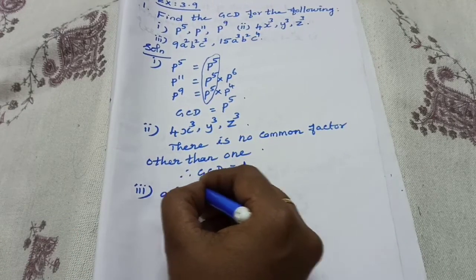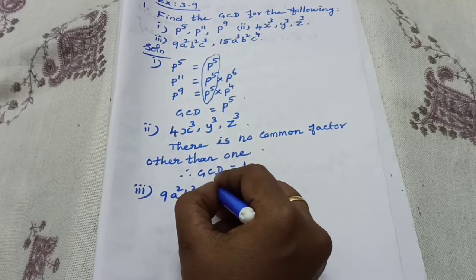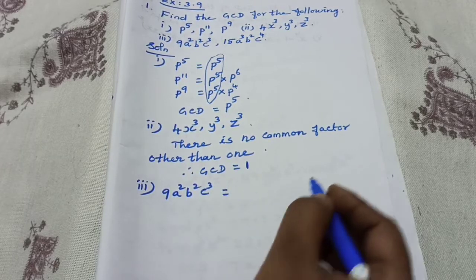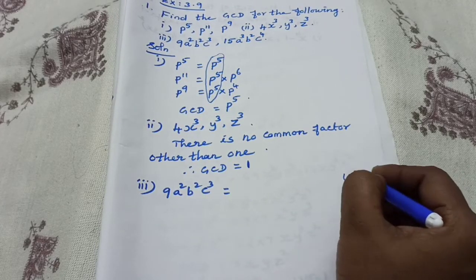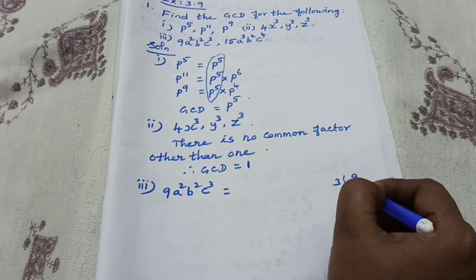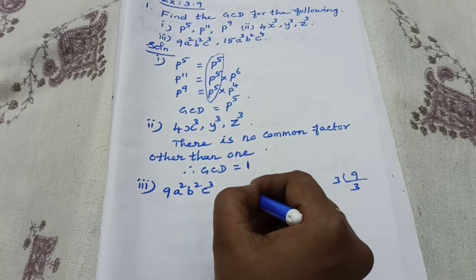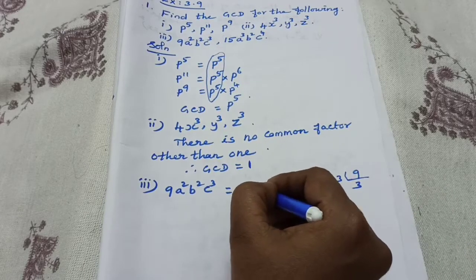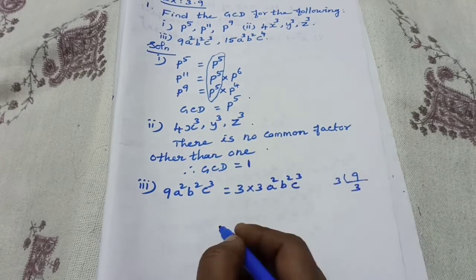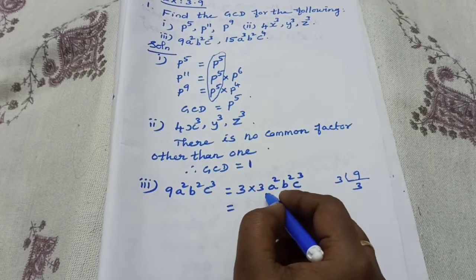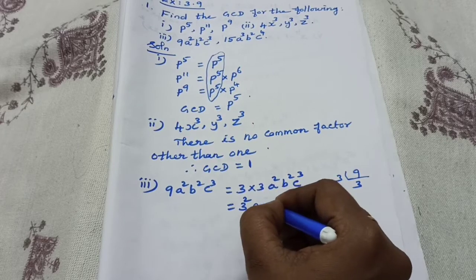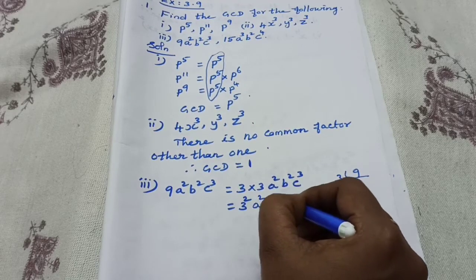9a square b square c cube is equal to this one. 9 is there, isn't it? Then what factors do you find out here? Prime factors: 9, 3 is there. We can divide by 3, 3 3s are 9, so we can write it as 3 into 3, remaining a square b square c cube. How many 3s are here? Two 3s, isn't it? 3 square we can write. Then a square b square c cube.